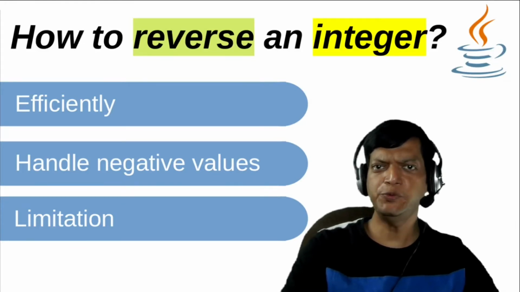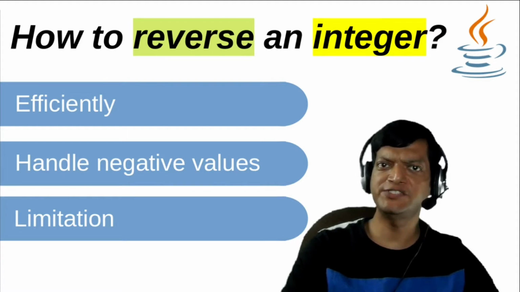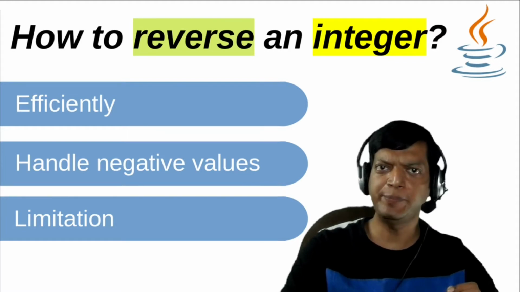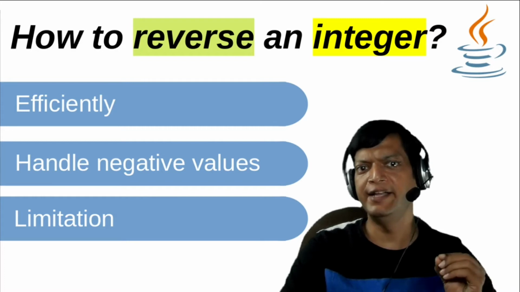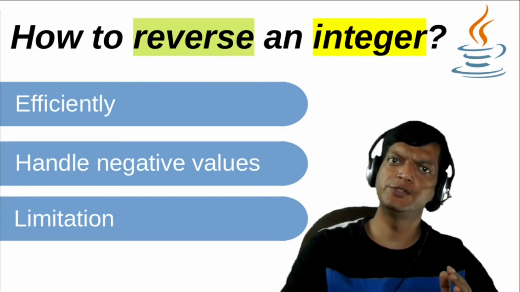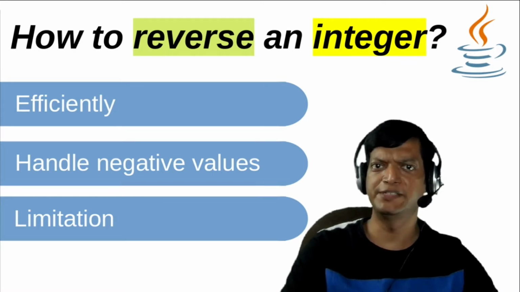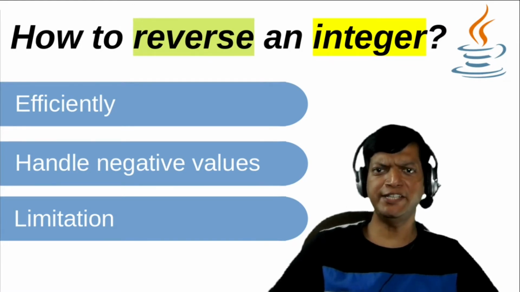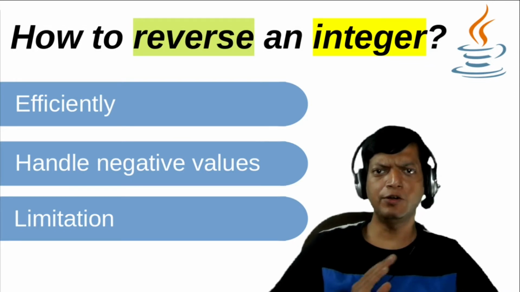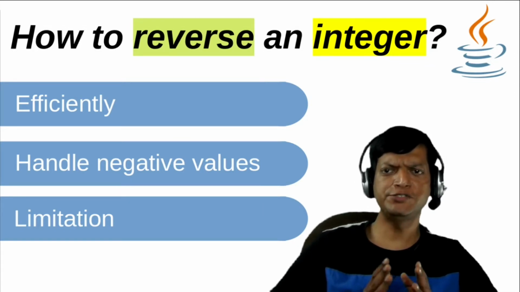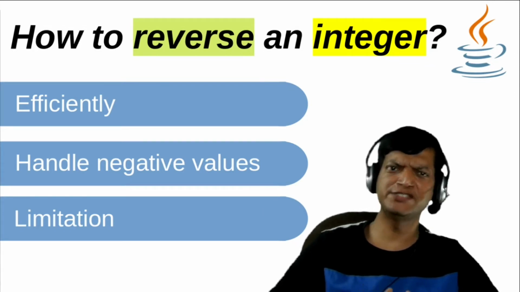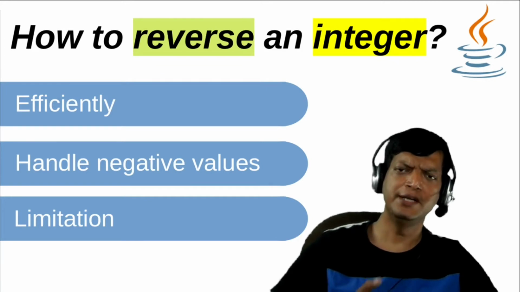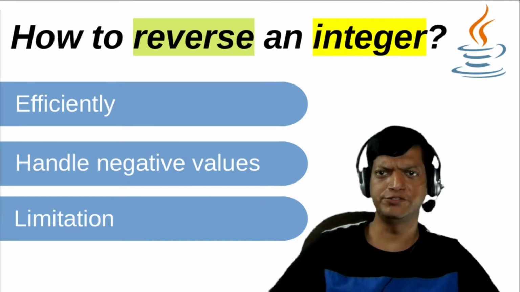In this video, we'll see how we can reverse an integer in an efficient manner so as to handle the negative values, and we'll also see what are the limitations of this method. Now, since we want to reverse an integer in an efficient manner, we cannot use strings because strings internally use an array, which results in usage of more memory, plus they are a bit slower also.